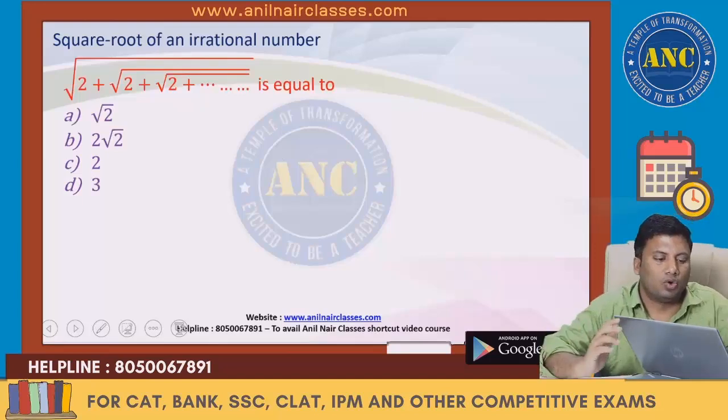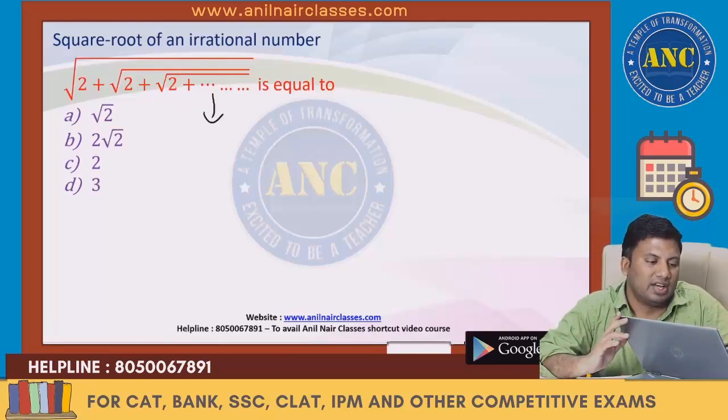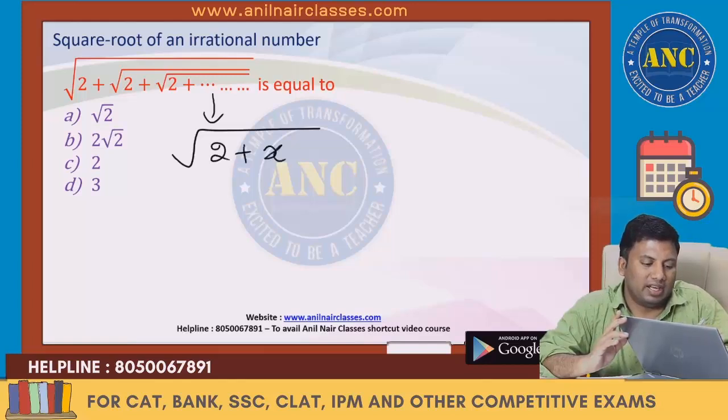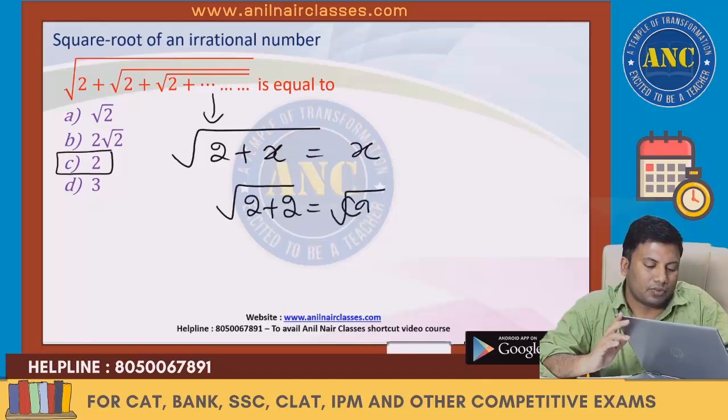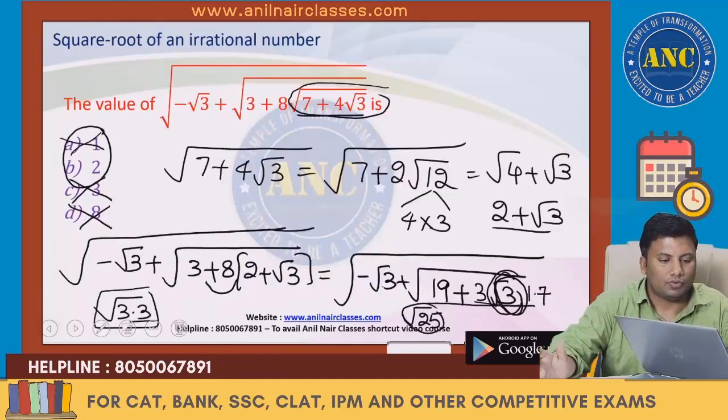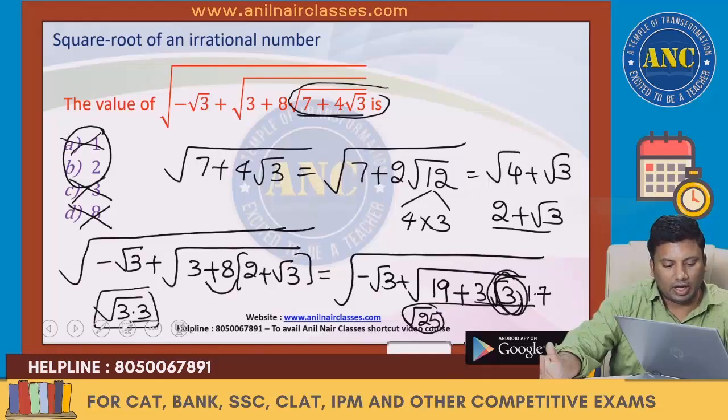Next one, already we discussed this. Root of 2 plus x is equivalent to x. Substitute the answer, and I should get it. It is nothing but root of 2 plus 2, which is root of 4, that is 2. So 2 is equivalent to 2. I hope the idea is clear.